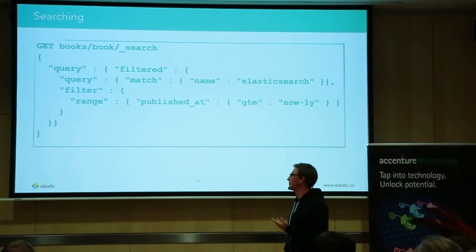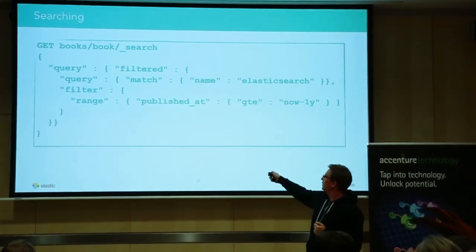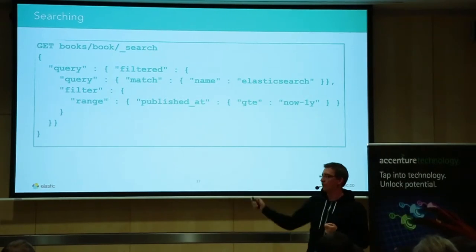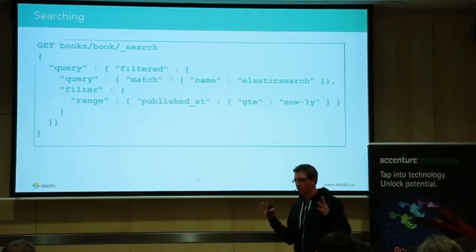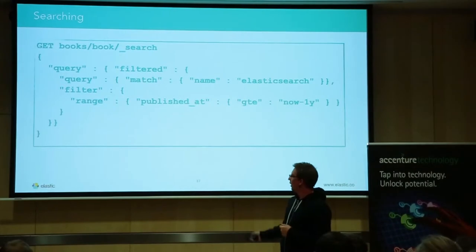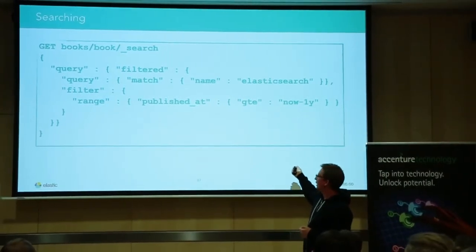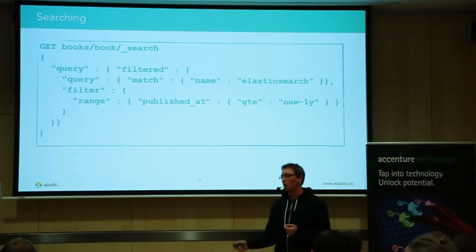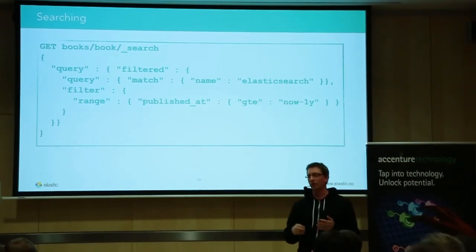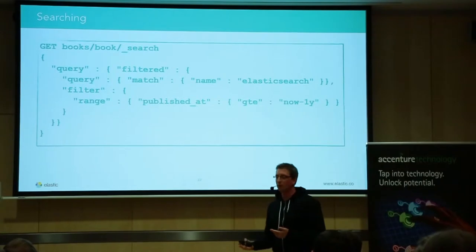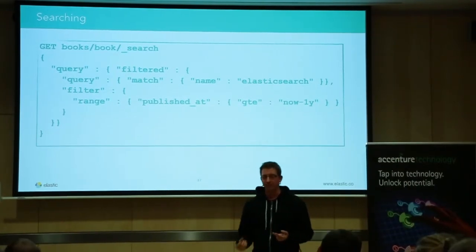In this example, we are searching in the name field for Elasticsearch, but there's also a filter, which is kind of a where clause in SQL, where we are searching the published at field for greater than now minus 1 year. So this search query searches for books that contain Elasticsearch in their name and that are newer than the last year.